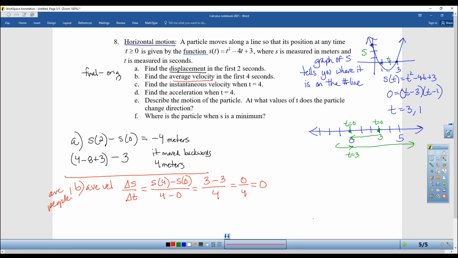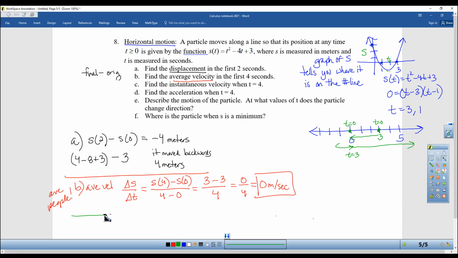In this case, the average velocity must have come out to be 0, because the amount that it had negative velocity must have equaled the amount that it had positive velocity to average out to be 0. So it can have an average velocity of 0 meters per second. Don't forget your units, even when it's 0.